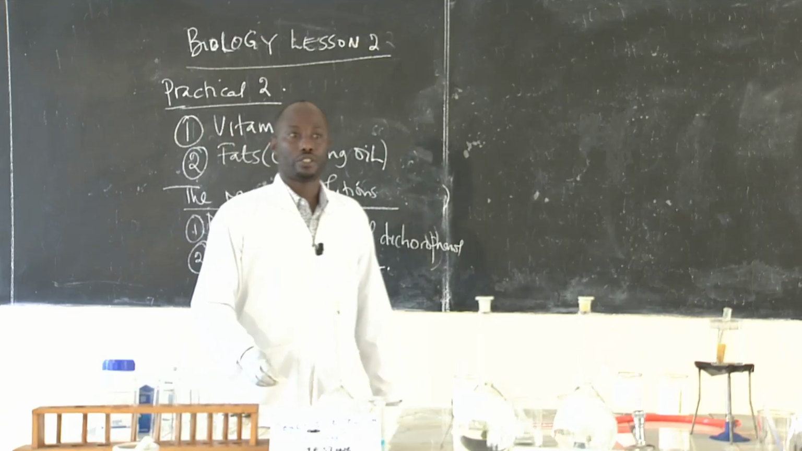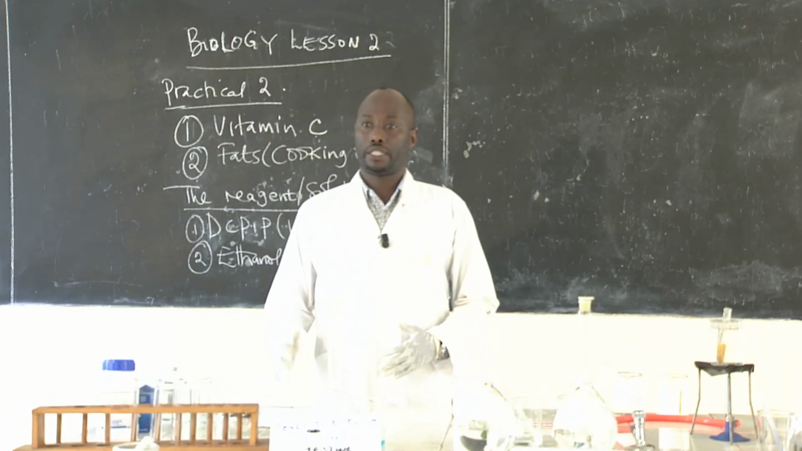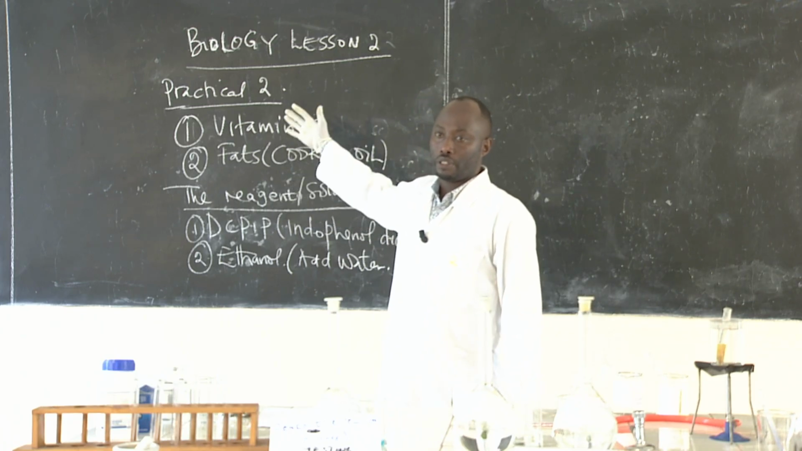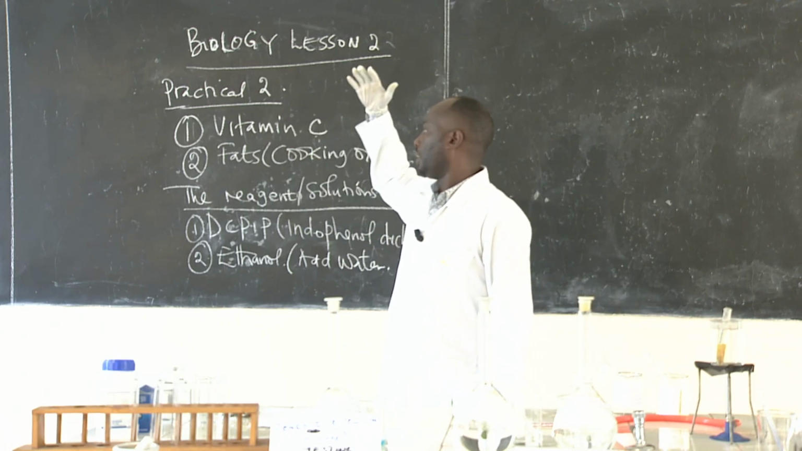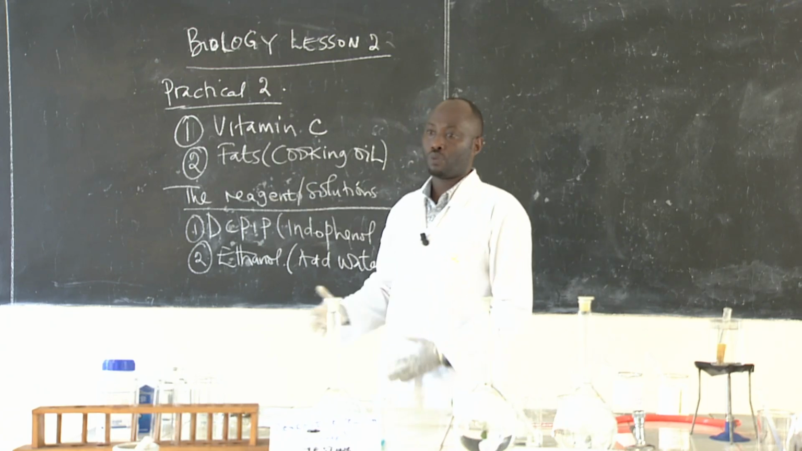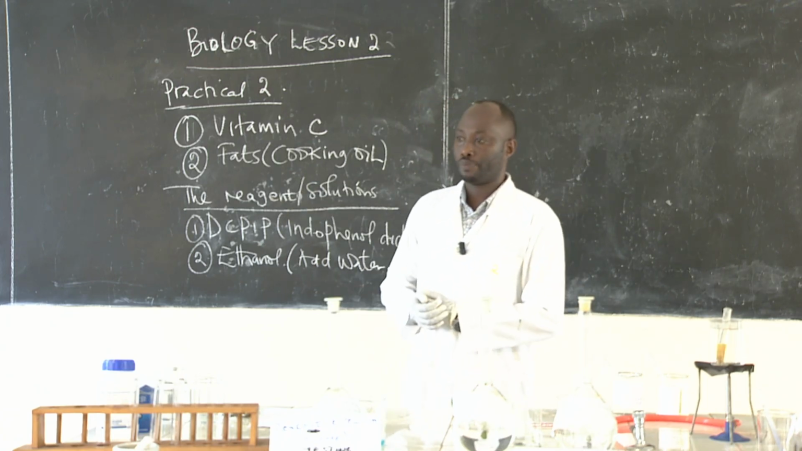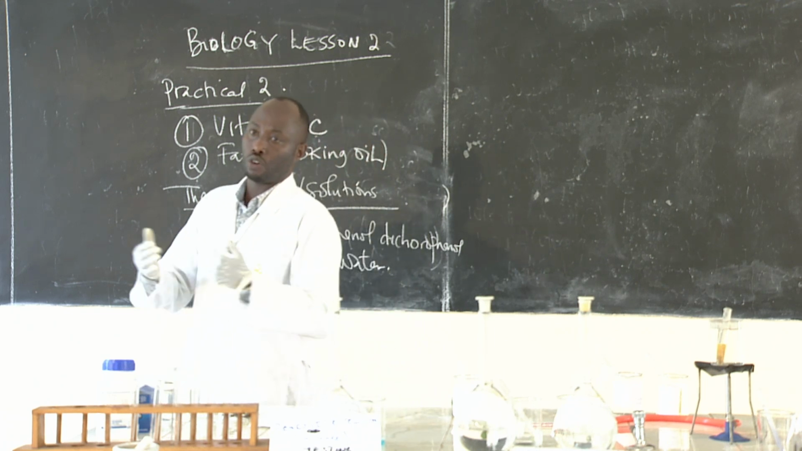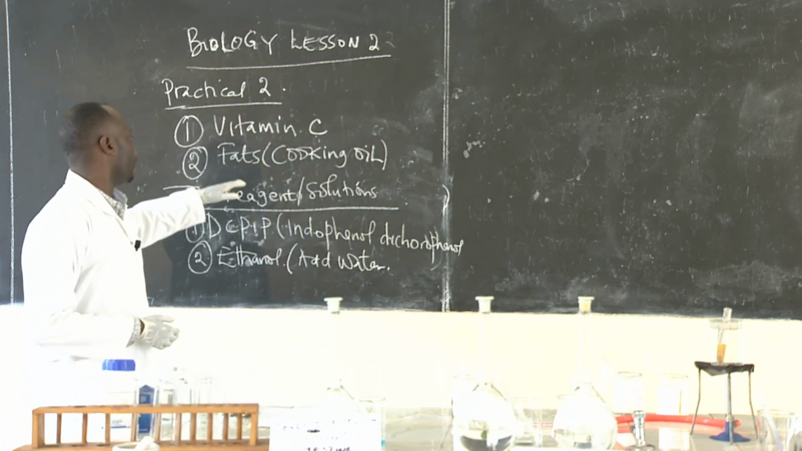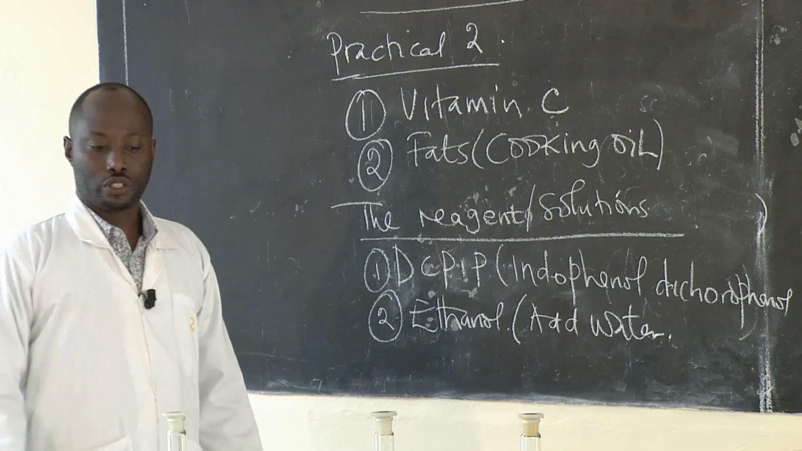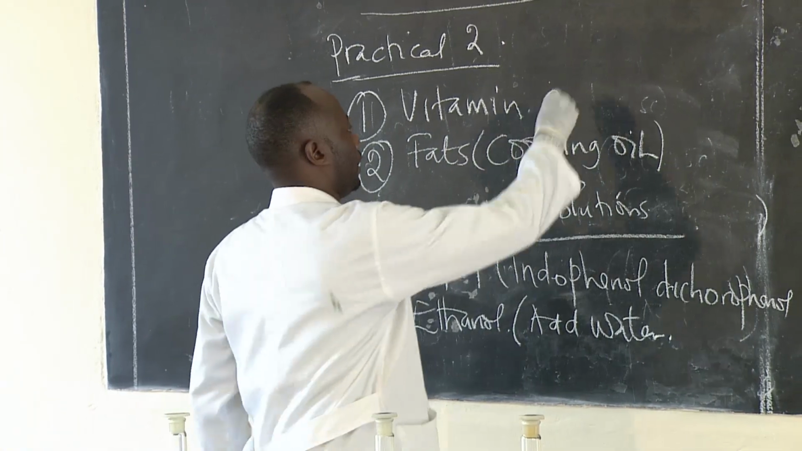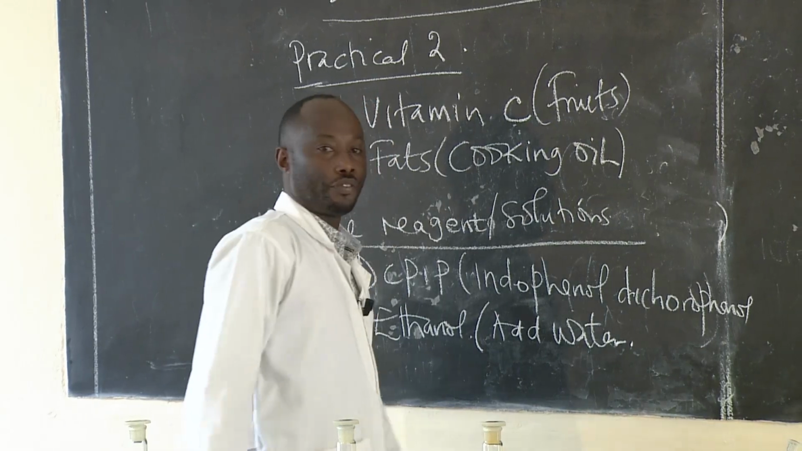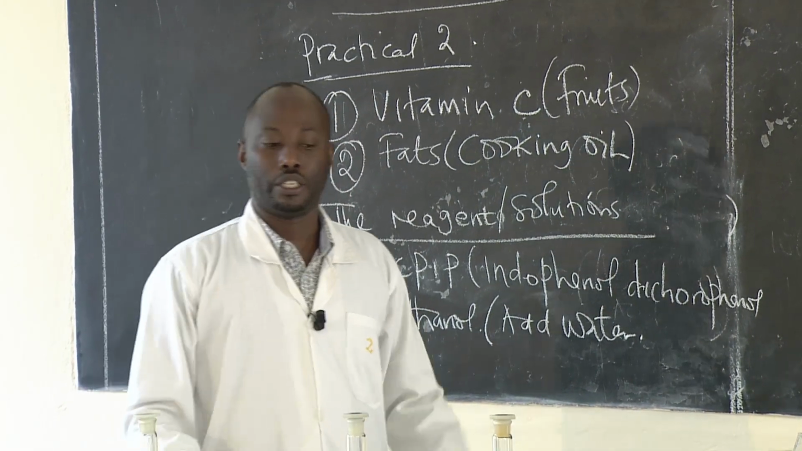So students, I want to remind you that these are the practical parts we're going to do in biology: testing vitamin C, testing fats. Where do you find vitamin C? Vitamin C is normally found in very many food compounds. It is found in fruits. There are a number of fruits we know that contain vitamin C.